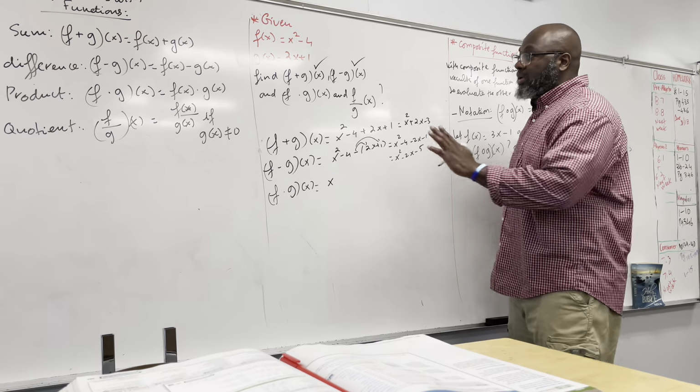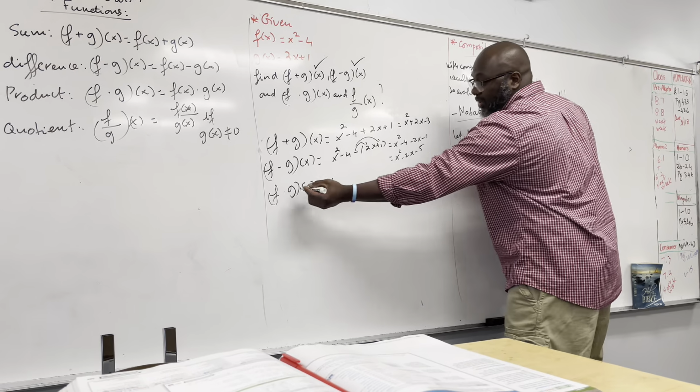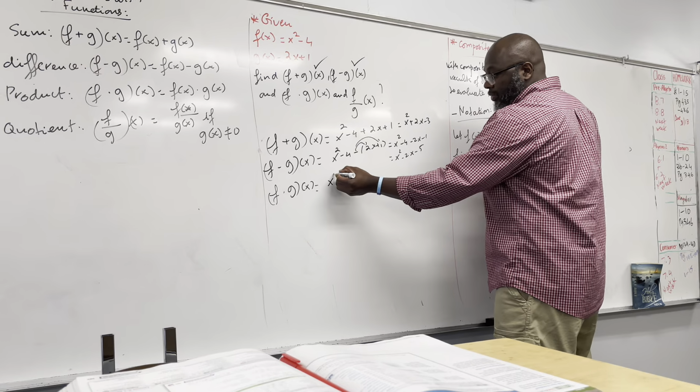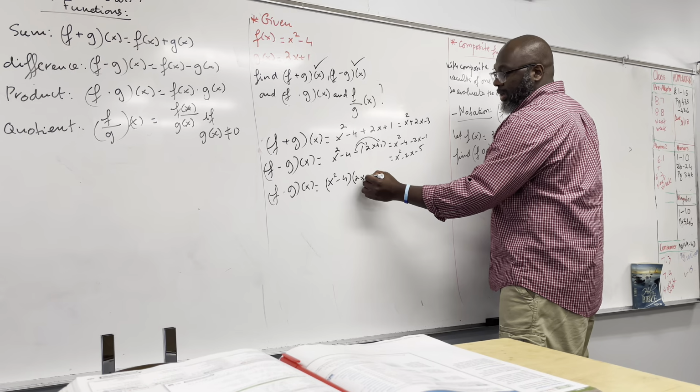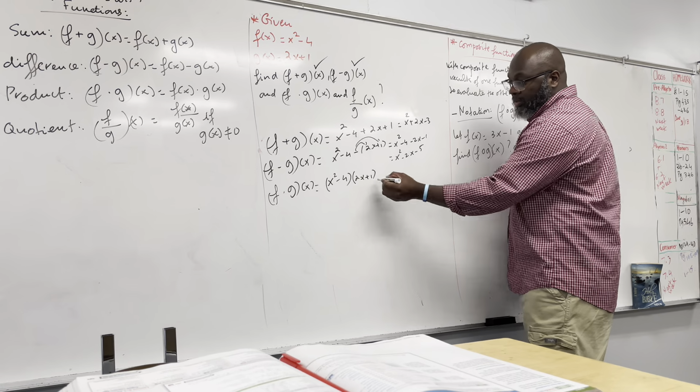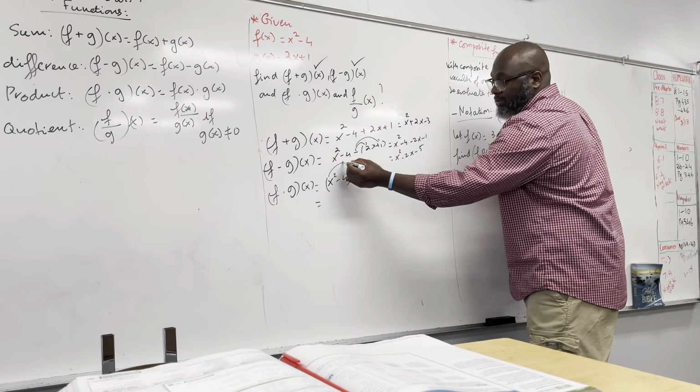Then we have (f · g), that means you multiply them, right? So that's x squared minus 4, in parentheses, times 2x plus 1. Now this requires a little more work because we're going to FOIL, right? So it's x squared times 2x.